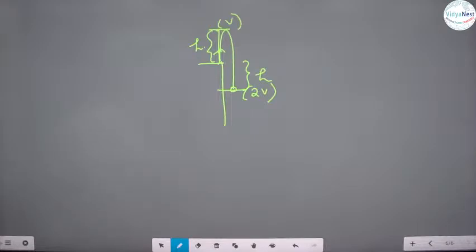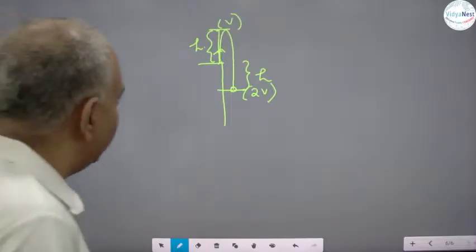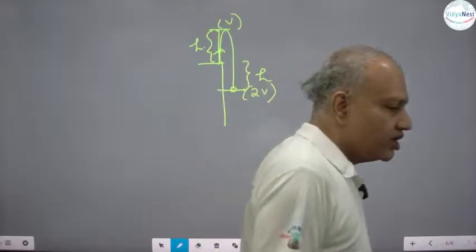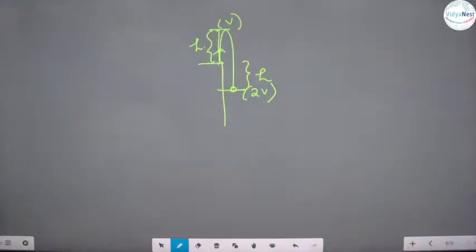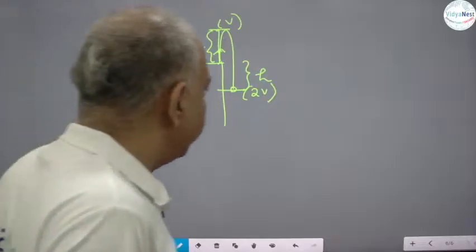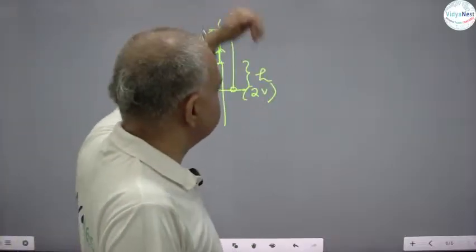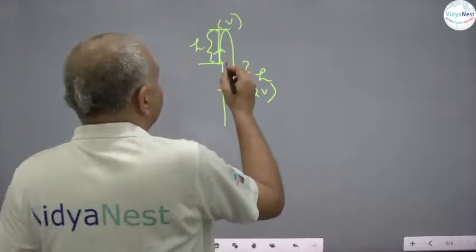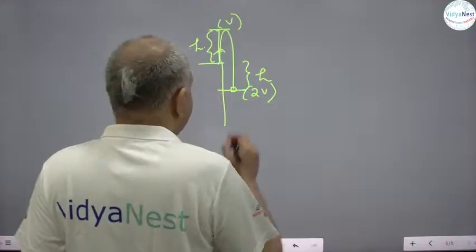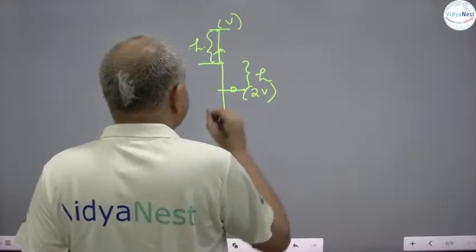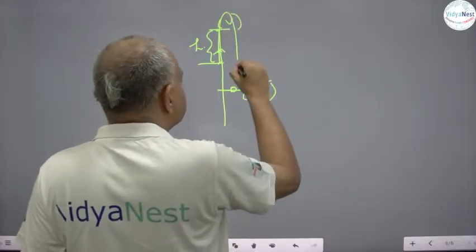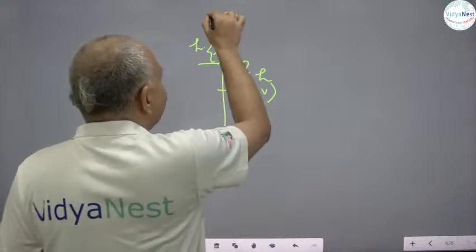The question is: what is the maximum height reached by the ball above the tower? What is the maximum height reached by the object which we have thrown? Actually, it crossed and came down. What is the maximum height?